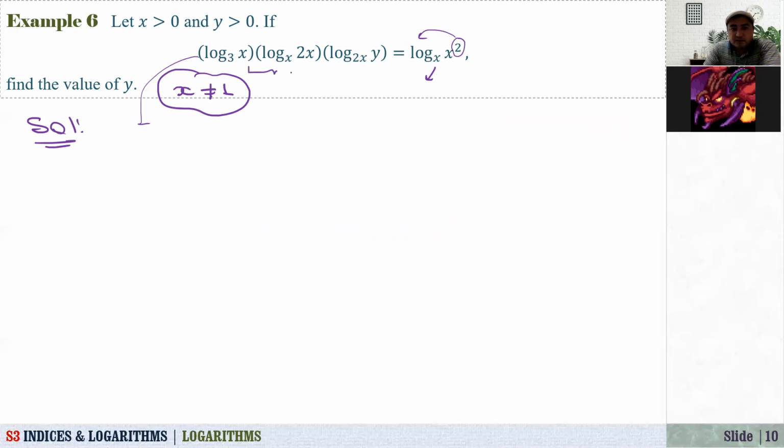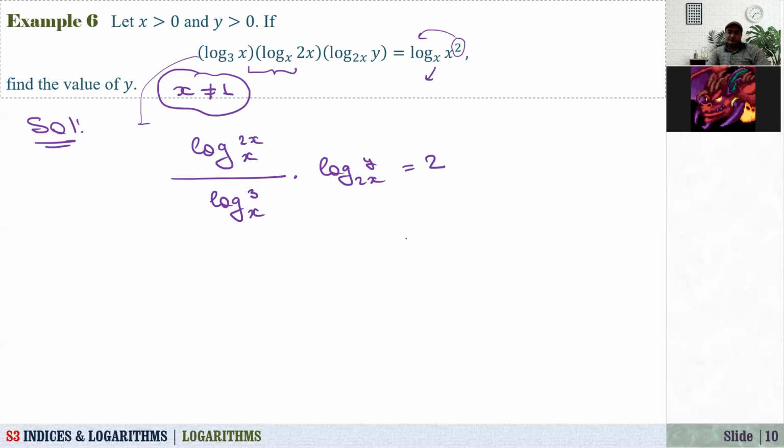So these 2 expressions, I can just write as logarithm of 2x to the base x. And the first one, we can just write it as logarithm of x to the base 3, right? So if we bring this to the denominator, it will be logarithm of 3 to the base x times, here we have logarithm of y to the base 2x. On the right hand side, here we have just 2.